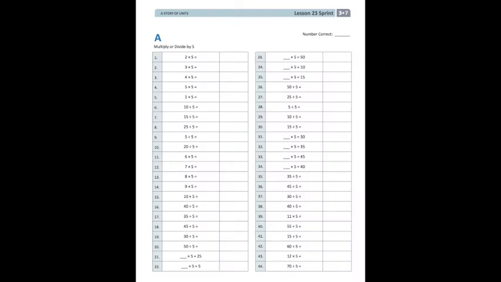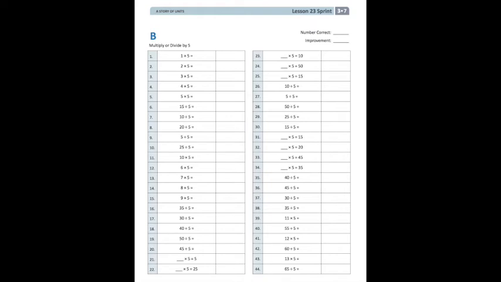Now you'll get the lesson 23 sprints. There is A and there is B. It doesn't matter which one you do, or you can do both, but just remember that you give yourself 2 minutes for each one. So if you want to do both, you can do A for 2 minutes and then go over it, and then you can go back and do B for 2 minutes and then go over it. After the timer, there will be the answers, and you can go ahead and pause and check what you did. Remember, you don't have to get all of them done, just do as much as you can in the 2 minutes.